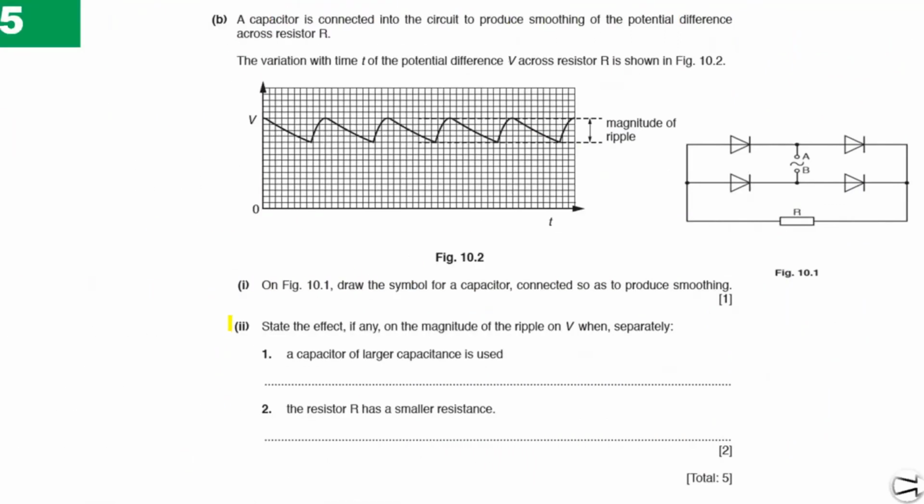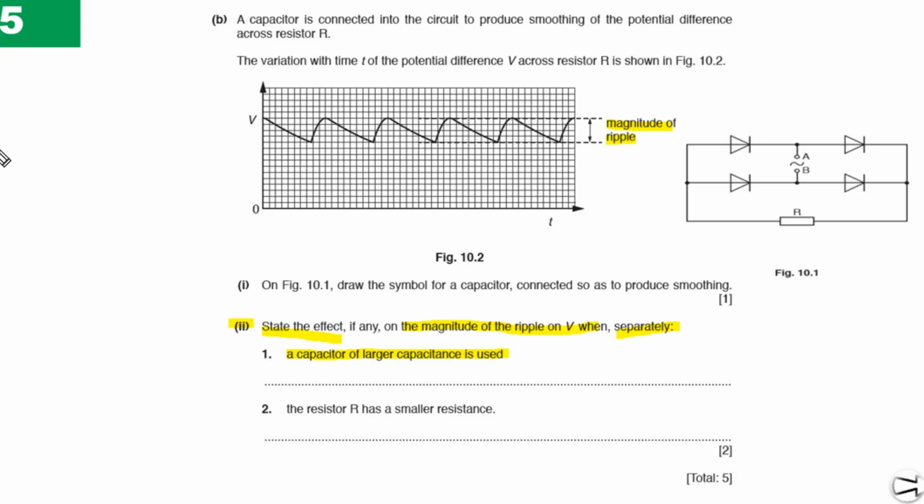Next part is B2, and for B2 we need to state the effect, if any, on the magnitude of the ripples on V when, separately, we make one change at a time. Very important point to understand. So the first change is we change the capacitance of the capacitor. We use a larger capacitor. So what is the effect of that on the magnitude of ripples?